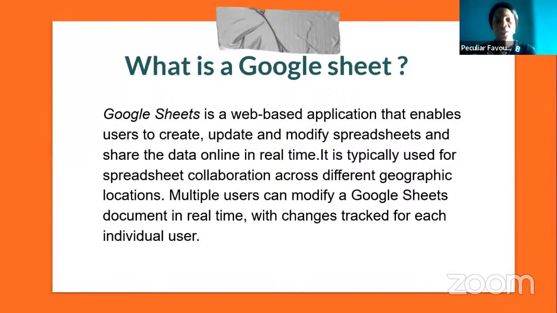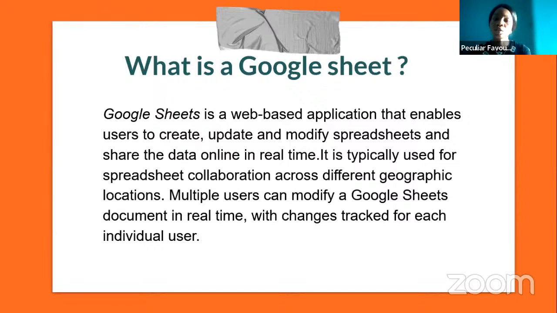A Google Sheet is a web-based application that enables users to create, update, and modify spreadsheets and share the data online in real time. It is typically used for spreadsheet collaborations across different geographic locations. Multiple users can modify a Google Sheet document in real time with changes tracked for each individual user.